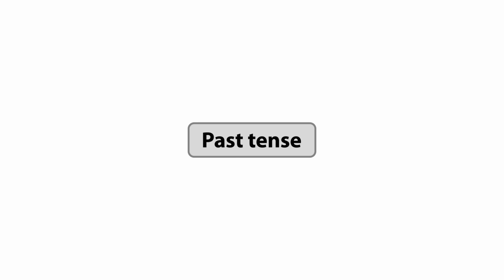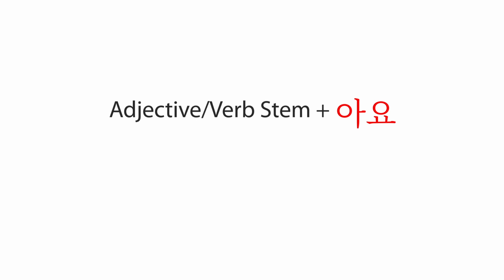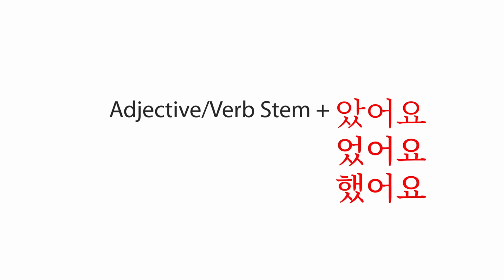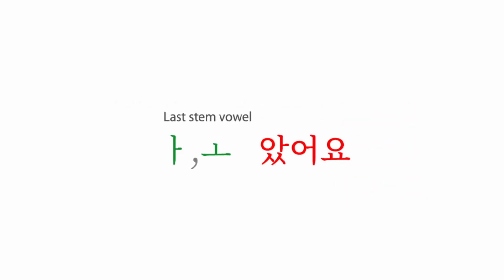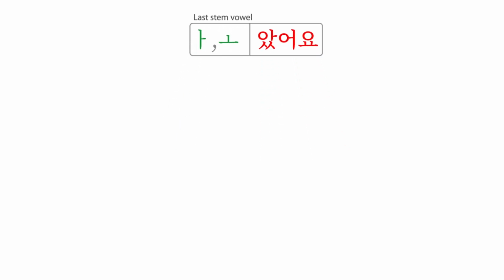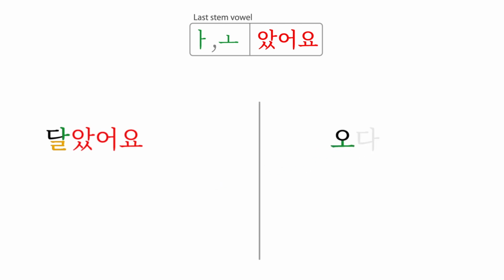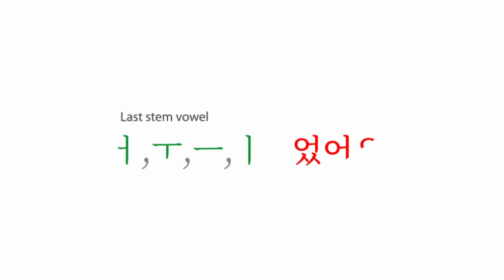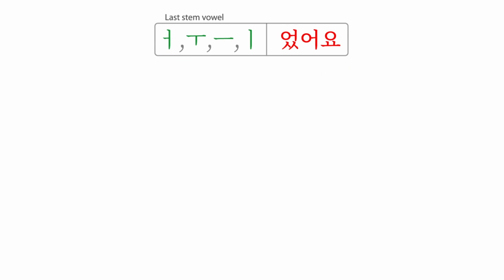Past tense is conjugated exactly the same way as the present tense, but the only difference is, instead of using 아요, 어요, 해요, we use 았어요, 었어요, 했어요. 아, 오, 았어요. 달다, 달았어요. 오다, 왔어요. 어, 우, 으, 이, 었어요.